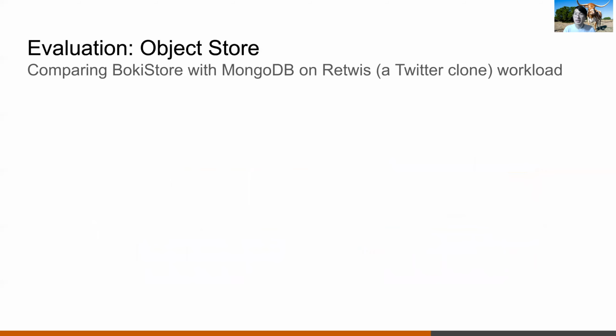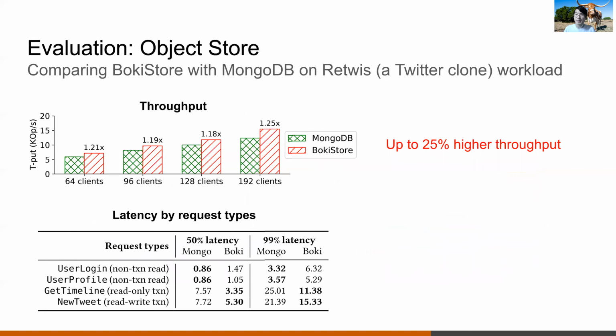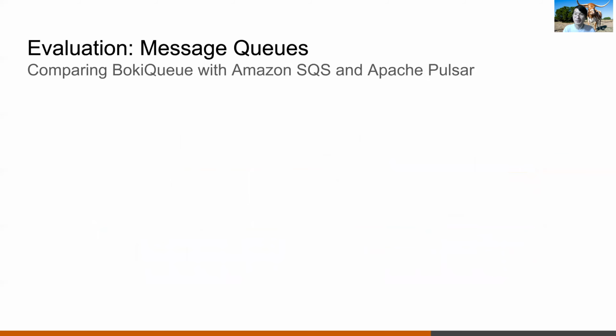Then we evaluate BokiStore. We compare BokiStore with MongoDB using a Twitter clone workload. For throughput, we see BokiStore is up to 25% higher. Then we break down latency by request types. For single-shot read requests, for example, user login and user profile, BokiStore is slower than MongoDB. However, for transactions, BokiStore is significantly faster. This demonstrates the strength of log-structured storage.